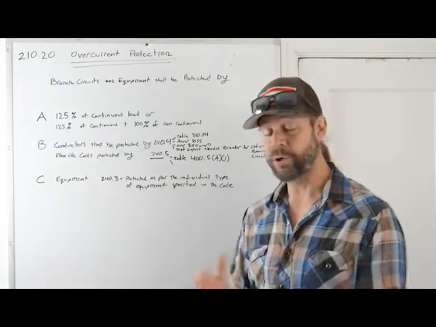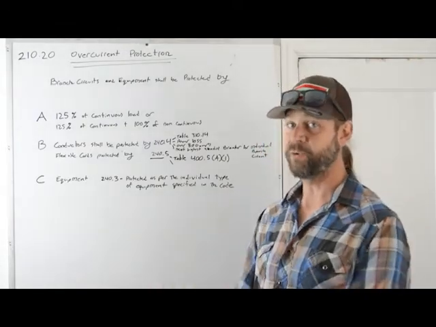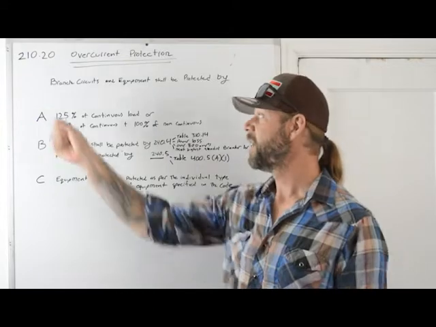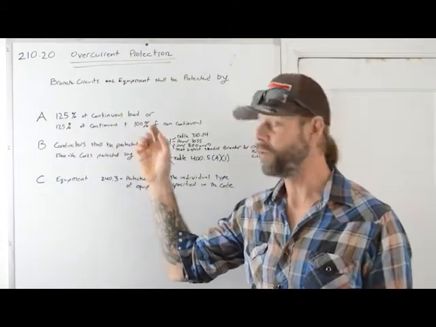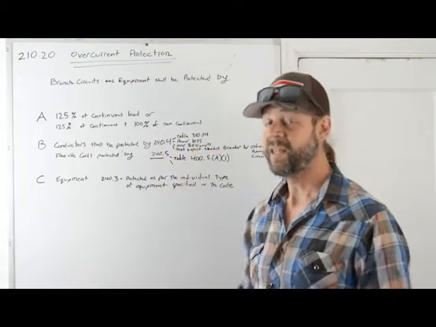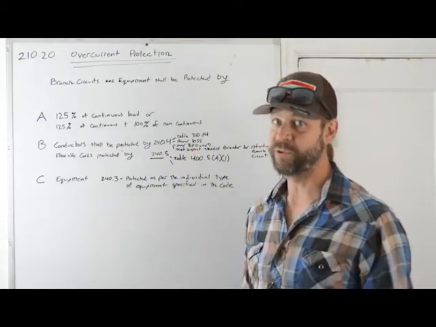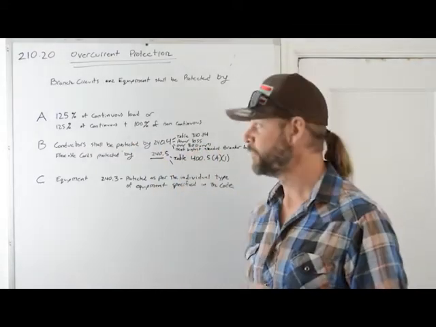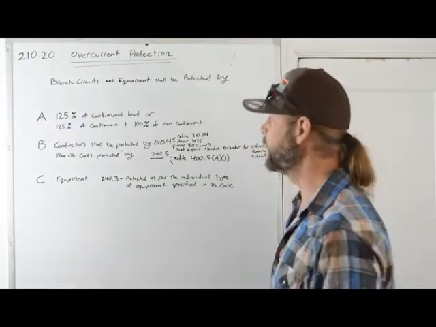So to review, your overcurrent protection for branch circuits and equipment basically is 125% of continuous load plus 100% of non-continuous load. This will absolutely be on your code test. Just so you know, that question will be there.